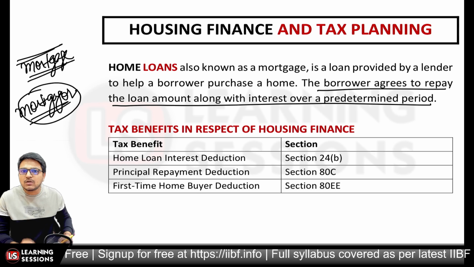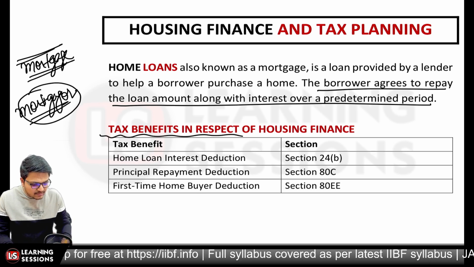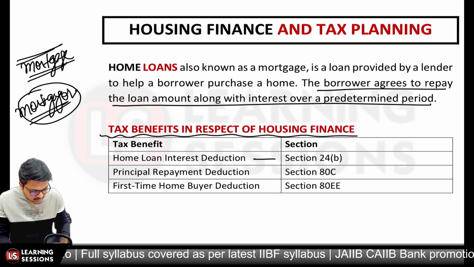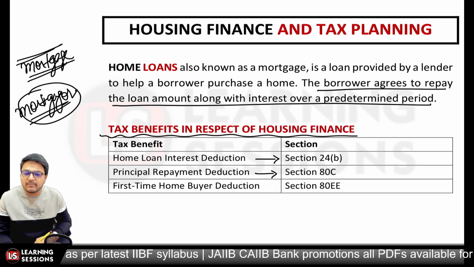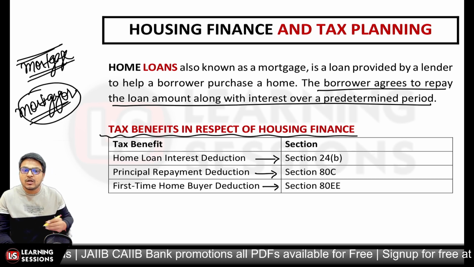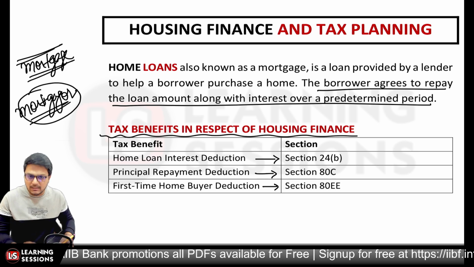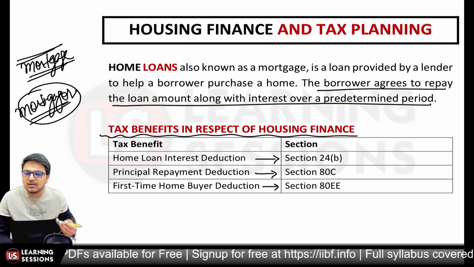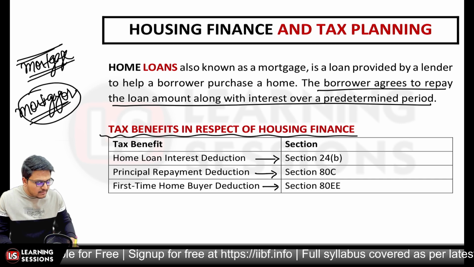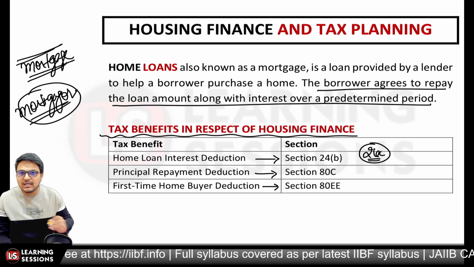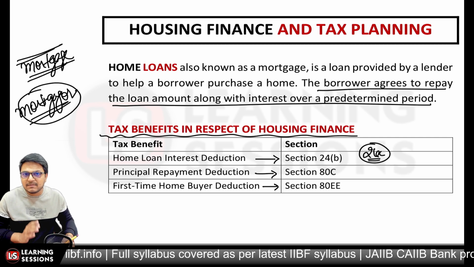Right now, in the case of housing finance, some tax benefits are available. Let's have a look at it. So it's related to home loan interest deduction, which is available under section 24B, principal repayment deduction that is covered under 80C, and first-time home buyer deduction that is available under 80EE. Under section 24B, if you have taken a loan and you are residing in that particular premises, in that scenario there is a limit of rupees 2 lakh per financial year which can be taken under section 24B for deduction purposes.